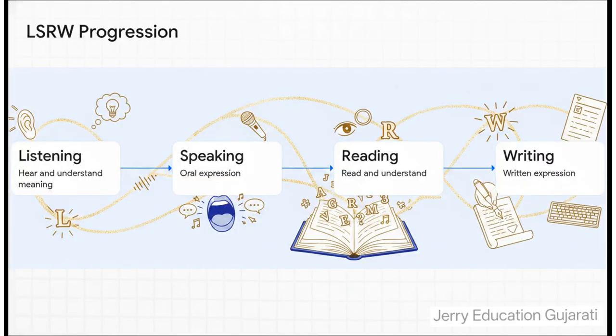And this builds into a fascinating chronological sequence: listening, speaking, reading, and writing. This LSRW progression is a golden thread for your exam prep because it perfectly mirrors the natural order of human language acquisition right from birth.